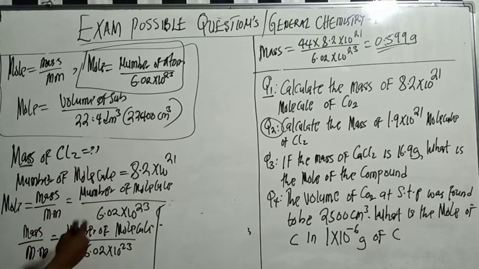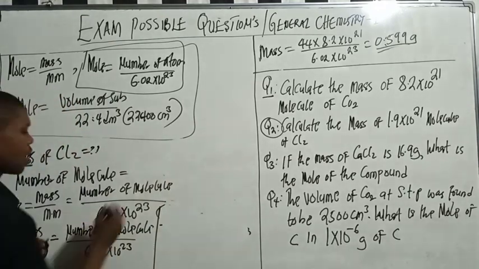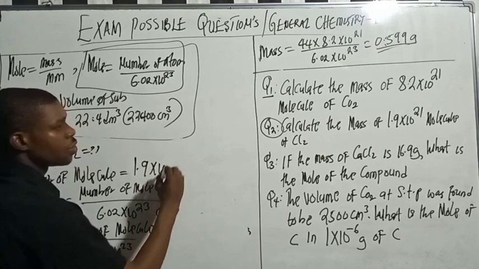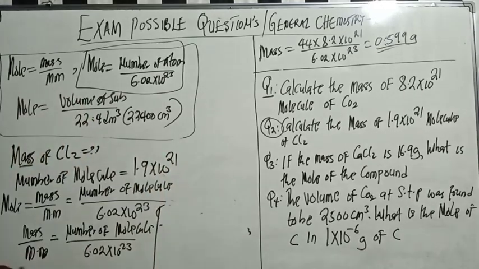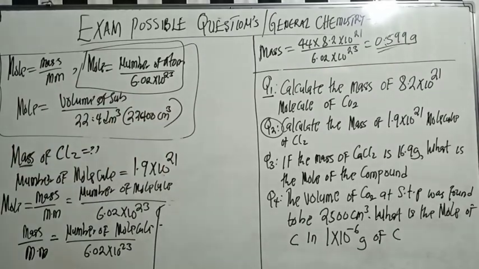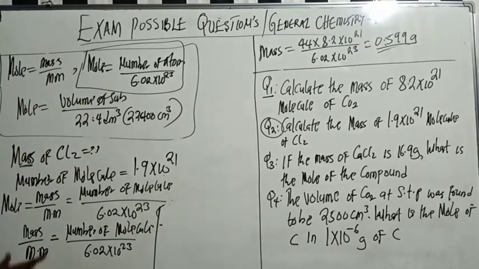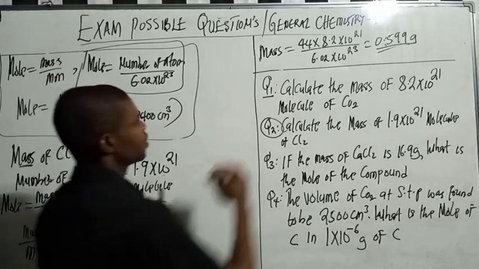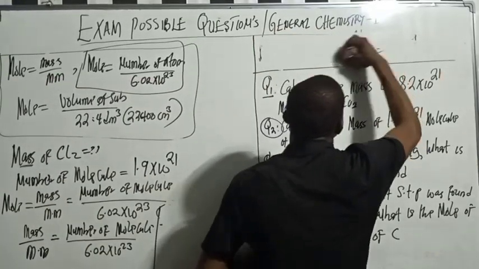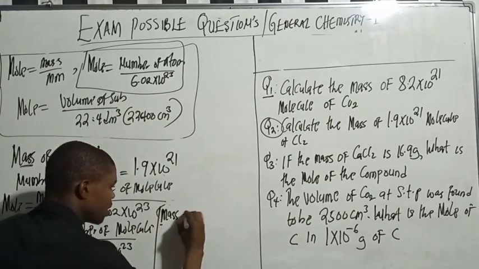Now, the number of molecules being given to me is 1.9 exponential 21. So you can go ahead and try to solve this for me. Leave your answer in the comment section. What is the answer to this question? You can pause the video and leave your answer in the comment section. So if you make mass the subject of the formula, let me write this place out. Mass is equal to what?